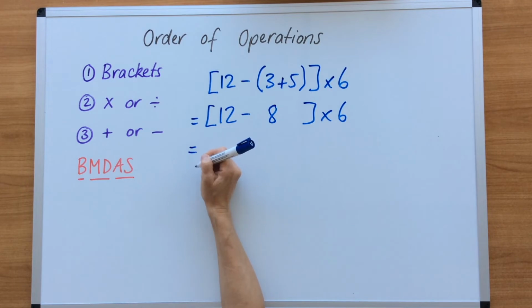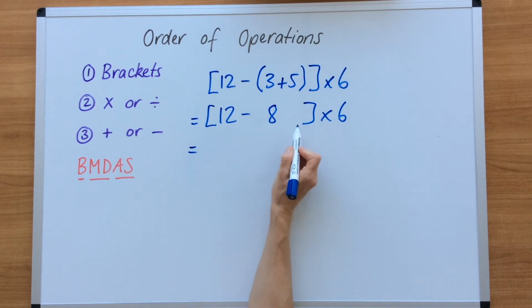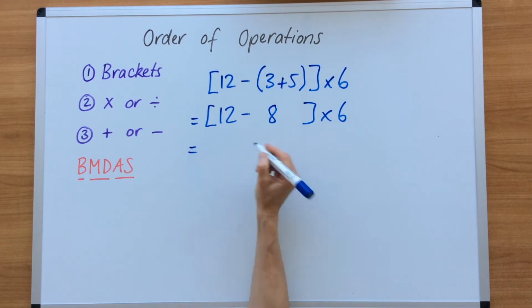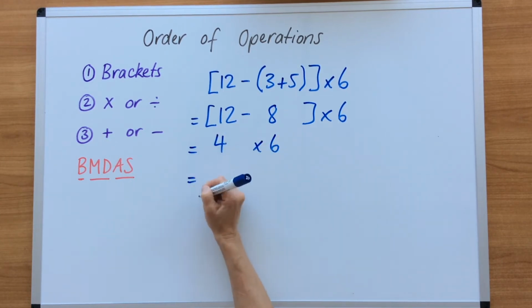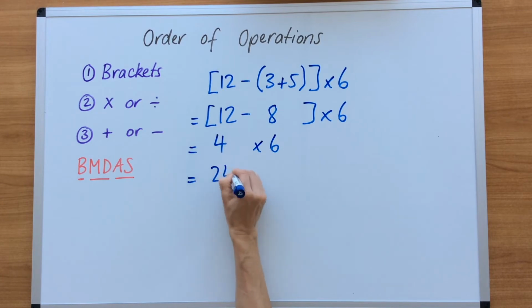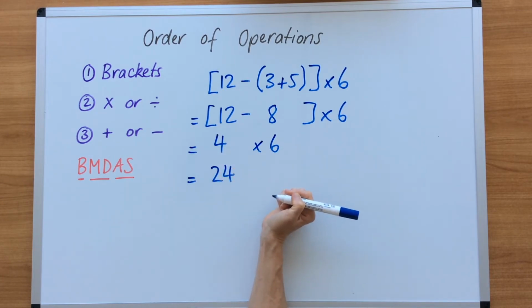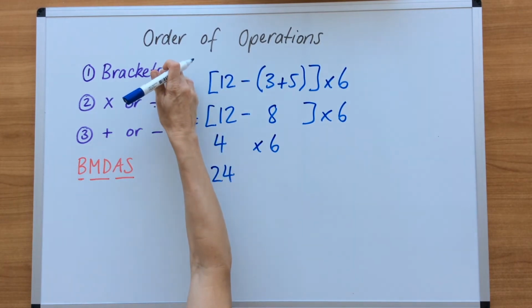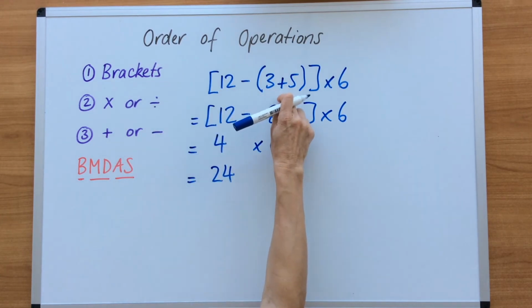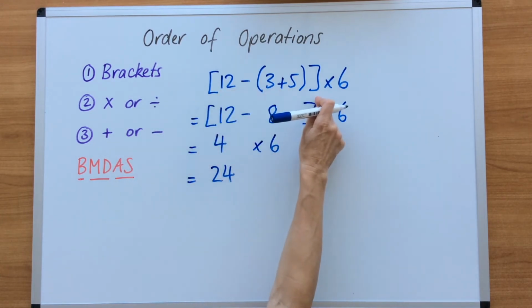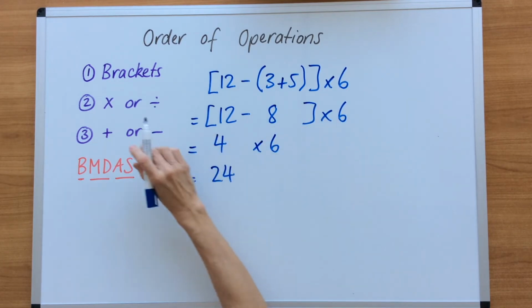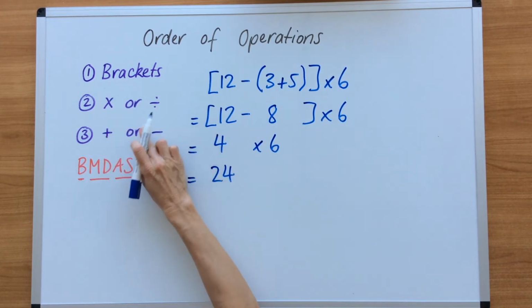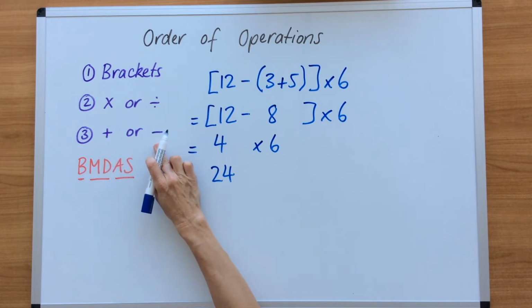Drop the equal sign. Now we're going to solve the brackets first. 12 minus 8 is 4, and drop the times 6. 4 times 6 is 24. So just continue to follow the rules of brackets first. Inside brackets come before outside brackets. Reading across, whatever comes first, multiplication or division, and then addition or subtraction.